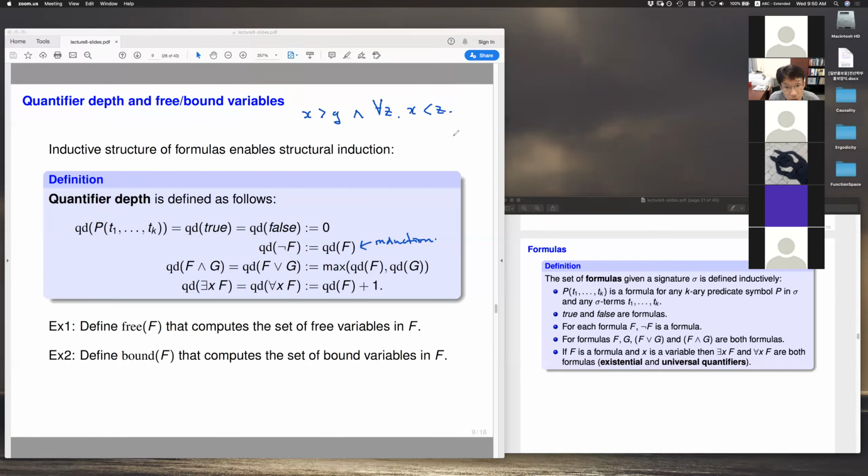But if we have a formula like this, then we say that variables X and Y are free variables, and Z is a bound variable. Free variables are the ones which are not, in a sense, caught by the quantification. Bound variables are the variables used in the quantification. So define this free and bound inductively, so that you can compute the set of free variables and the set of bound variables. I'll give you 2 minutes to do this.